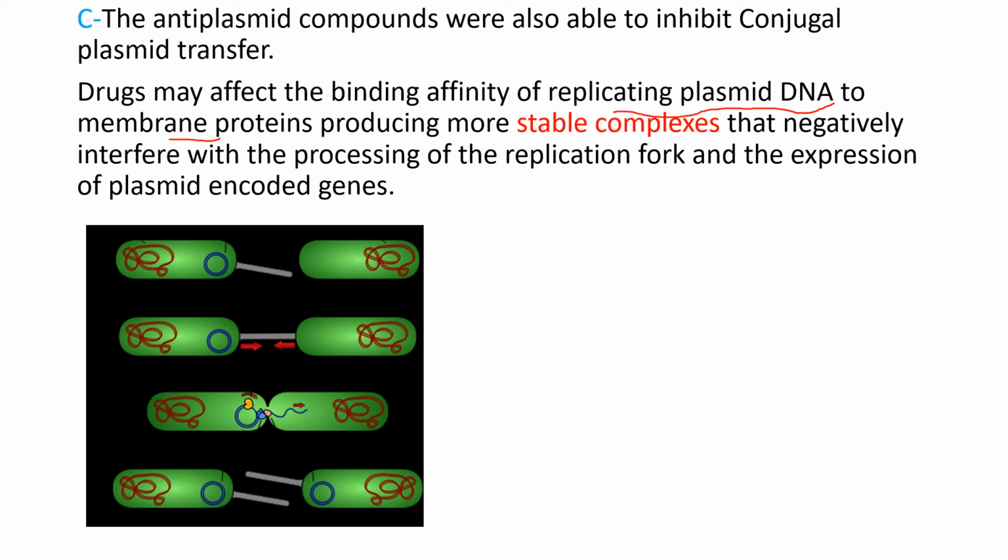This complex makes a very stable complex that interferes with the processing of the replication fork. If there is interference with the processing of the replication fork, the copy of DNA cannot pass through the conjugation tube and cannot pass to the next bacterium which is attached with the conjugation tube. Now the expression of plasmid encoded genes is inhibited. This method can be used to reduce the spreading of antibiotic resistance in the ecosystem.